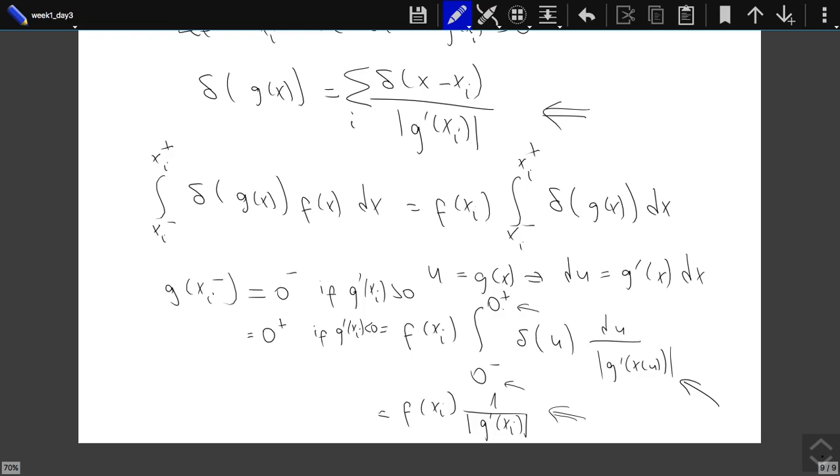Almost. But it is an infinite function. It is infinity in a finite interval. Infinite times a finite number is infinite, so it diverges. So if g prime is 0, the integral is divergent. Not all integrals are finite. Well, in physics, we just hope that we never have such cases.